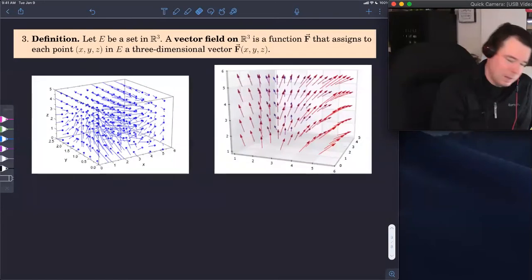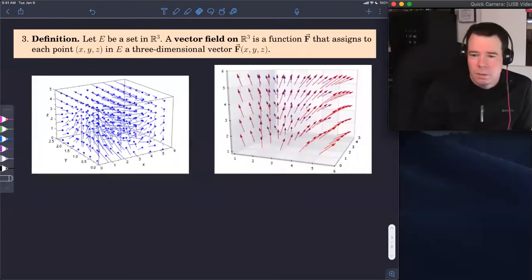We can also do the same thing in space. If E is a region in space, in R3, we can assign a vector field on E, or on all of R3, but it could be specified just to the region E. It assigns to each point in space a three-dimensional vector. So there are some examples of vector fields in space.